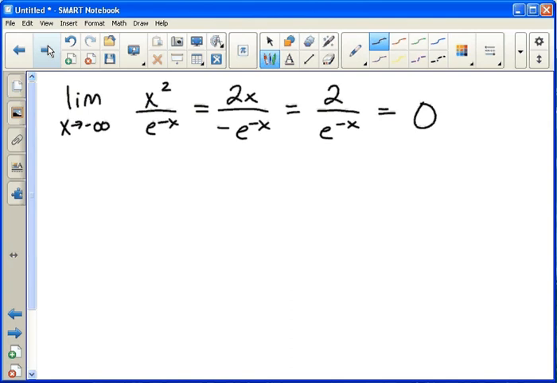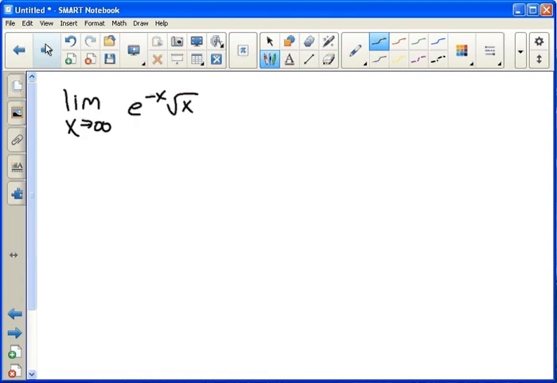Now this one's different. This one you see is different. It says e to the negative x times the square root of x. This isn't a fraction, but we can rewrite it as a fraction. So that's what I would suggest you do first. Because if you bring e to the negative x down to the bottom, it'll just become e to the positive x. Now, our top is going to infinity.